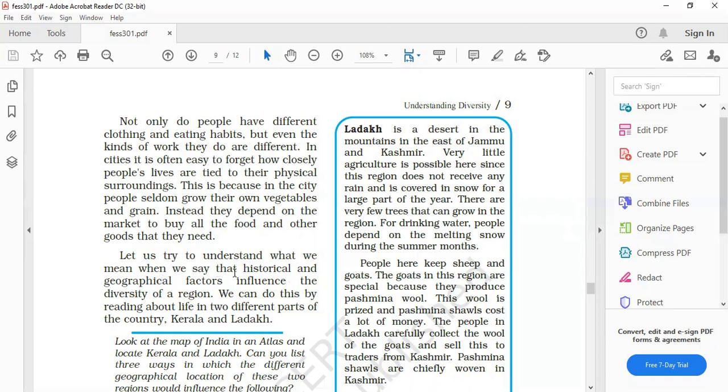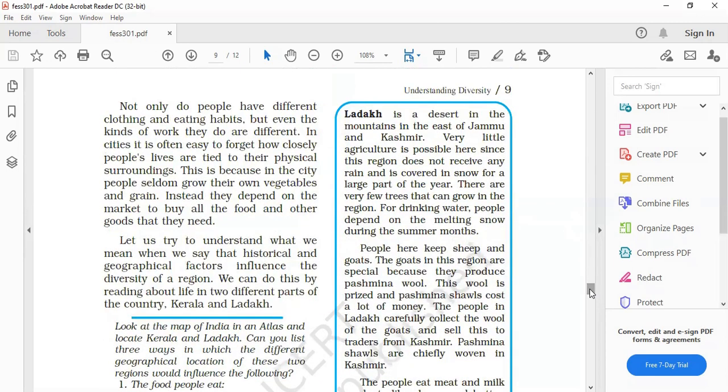Here you can get a simple introduction: the historical and geographical factors influence the diversity of a region. Now for example, you have to move to Kerala and Ladakh. It was on the next page. So before going to that, I will discuss that in this box you will get a brief description of Ladakh, right? In this box you will get three major questions. For MCQ, the location of Ladakh is very important. That is, east of Jammu and Kashmir is a desert and the name is Ladakh. So you can get it in MCQ questions.